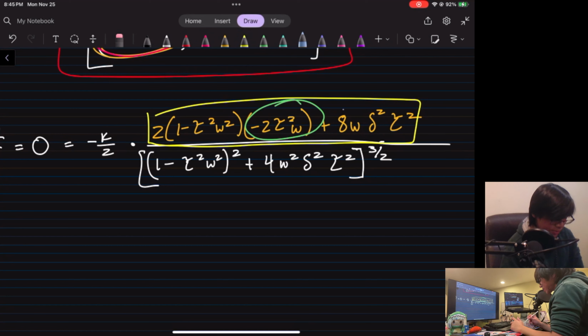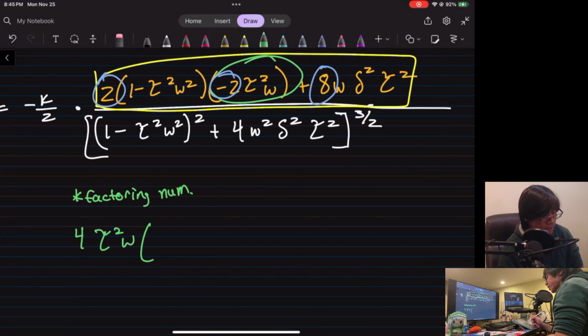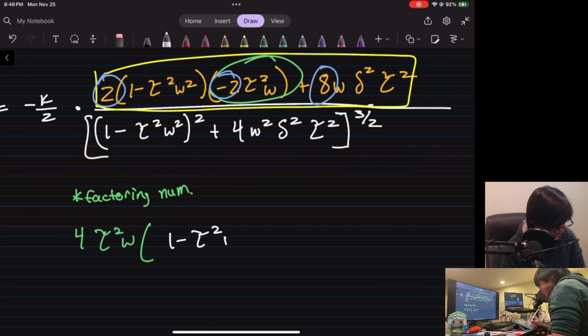Since this is 8 and we have negative 2 and 2, we'll factor out a 4. So I'll just write that. Factoring the numerator, I'll factor out this middle term I circled in green, so we have a 4 and then tau squared omega. If you factor from the first term, the 4 is out, so all we have is 1 minus tau squared omega squared.